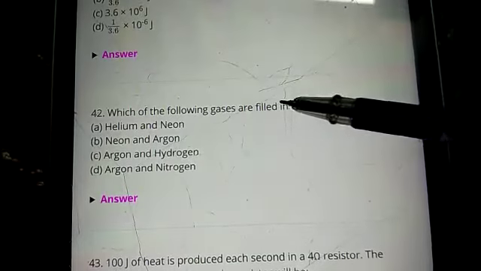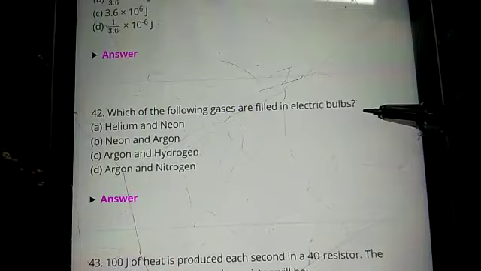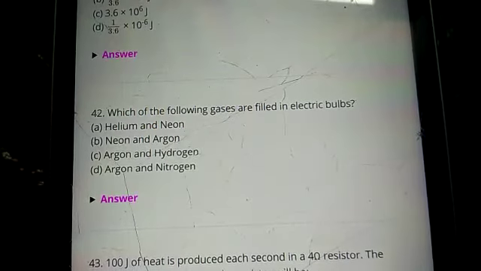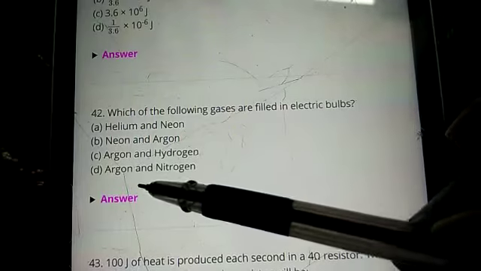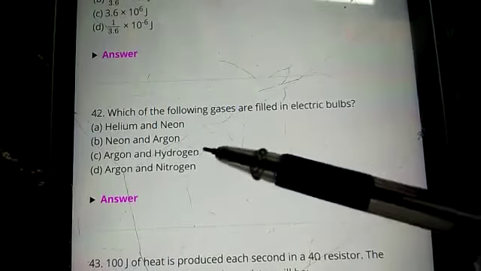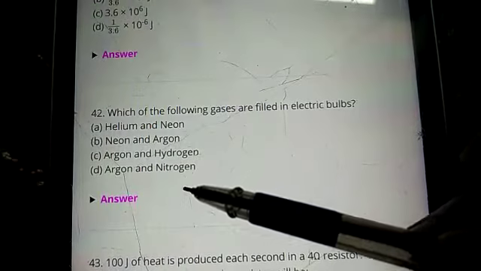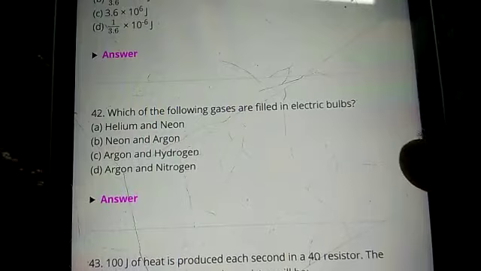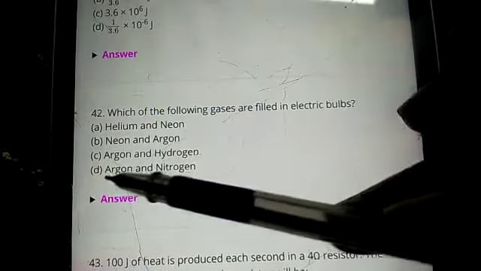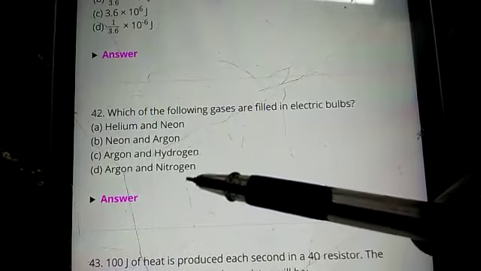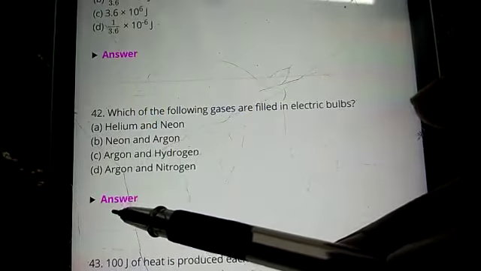Which of the following gases are filled in electric bulbs? Whatever be inside the bulb must be very much inert or very much inactive, and it is argon and nitrogen. Both are easily available and they do not react at very high temperature. Okay, so your correct option is argon and nitrogen. That is your correct option D here.